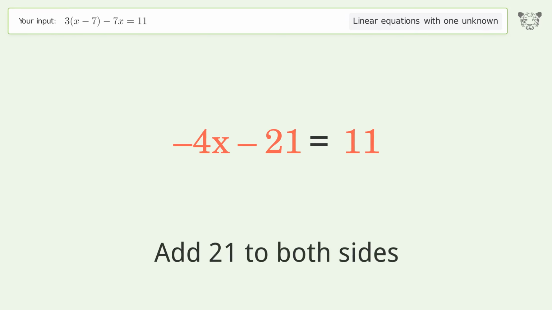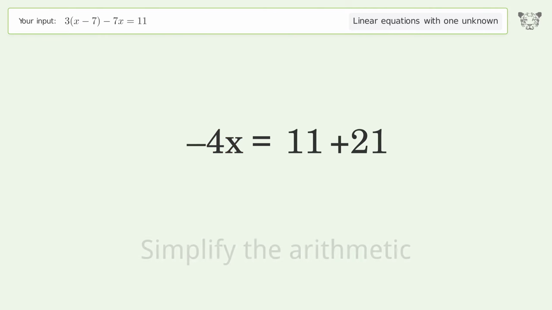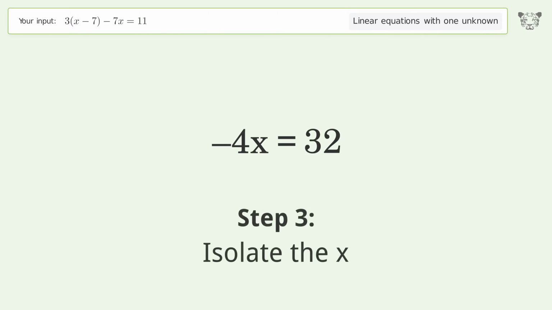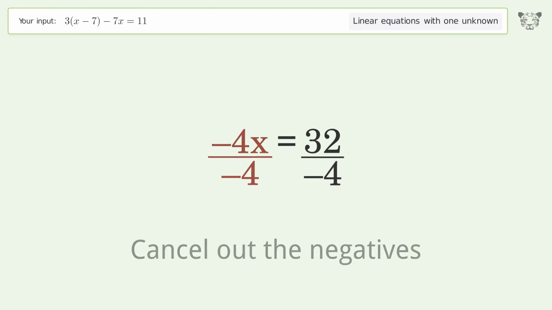Add 21 to both sides. Simplify the arithmetic. Isolate the x. Divide both sides by -4. Cancel out the negatives.